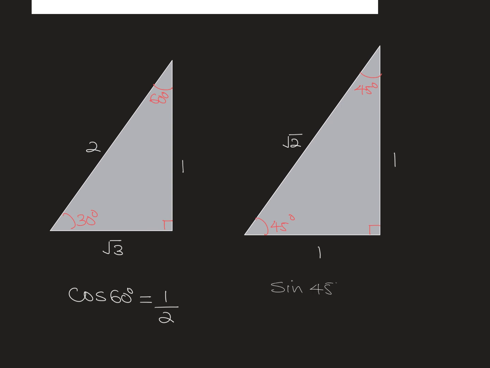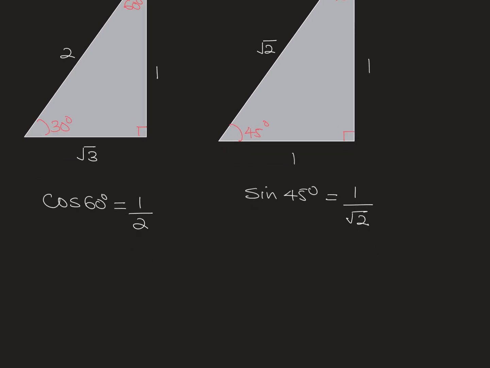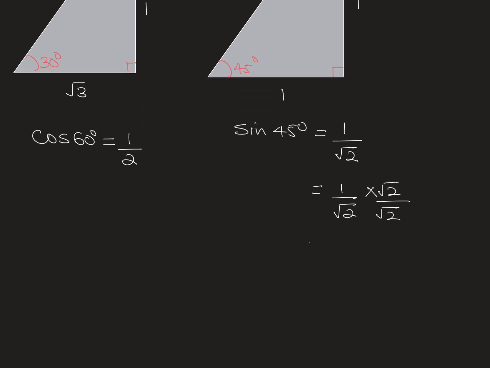Sine 45 degrees, you can use any of the angle. Sine is opposite divided by hypotenuse. That is the same as 1 all over root 2. So 1 over root 2, if we rationalize it, let's bring the 1 over root 2 first. To rationalize it, we will multiply the numerator by root 2 and multiply the denominator by root 2. So that is going to be root 2 all over root 2 times root 2 is root 4.